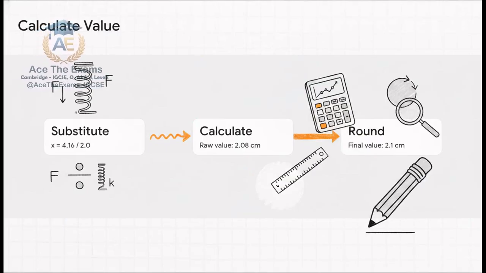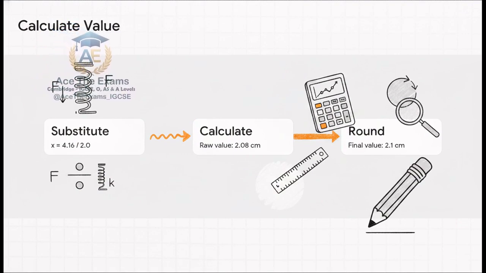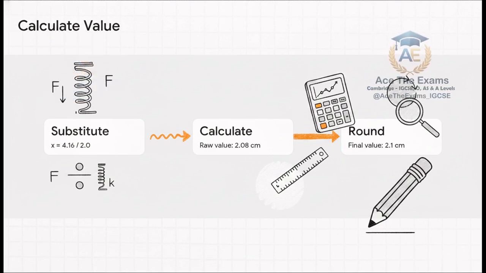Once we rearranged it into x equals F over k, we can safely substitute our values. If our force is 4.16 newtons and our spring constant k is 2.0 newtons per centimeter, we get a raw calculator value of 2.08. But again, you cannot write 2.08 on your exam line. You must write 2.1 centimeters.